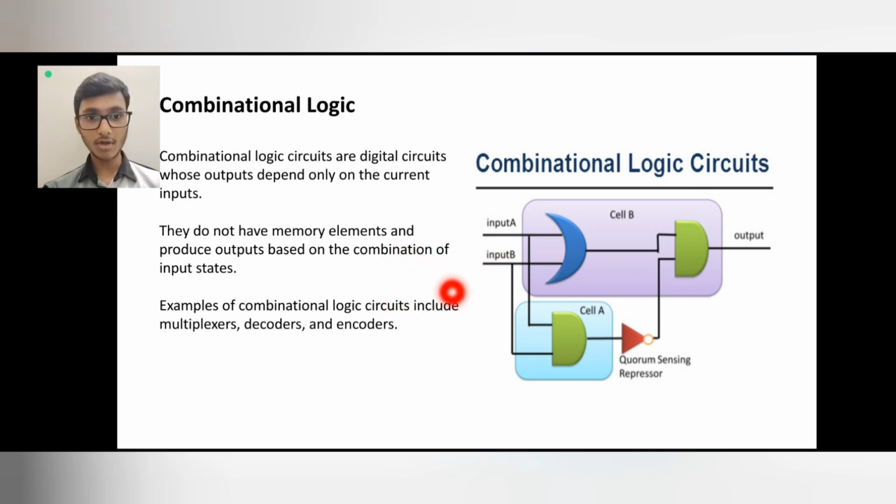An encoder is the opposite of a decoder. If there are 2 to the power of n input lines, there will be n output lines. For example, we can call it an 8 is to 3 encoder, so that there are 8 input lines and only 3 output lines. In case of multiplexers, there will be n input lines, m selection lines and 1 output line. For example, let us see a 2 power 1 multiplexer. There will be 2 input lines, 1 selection line and 1 output line. So this is all about combinational logic.